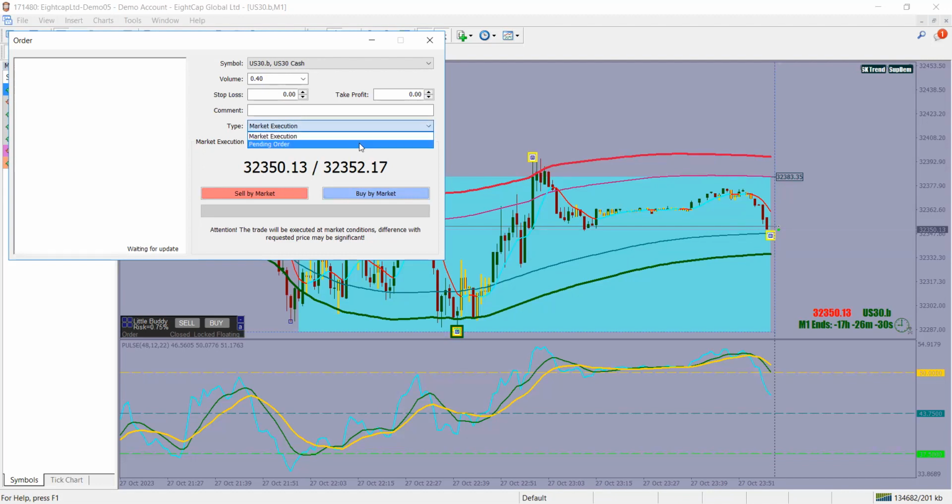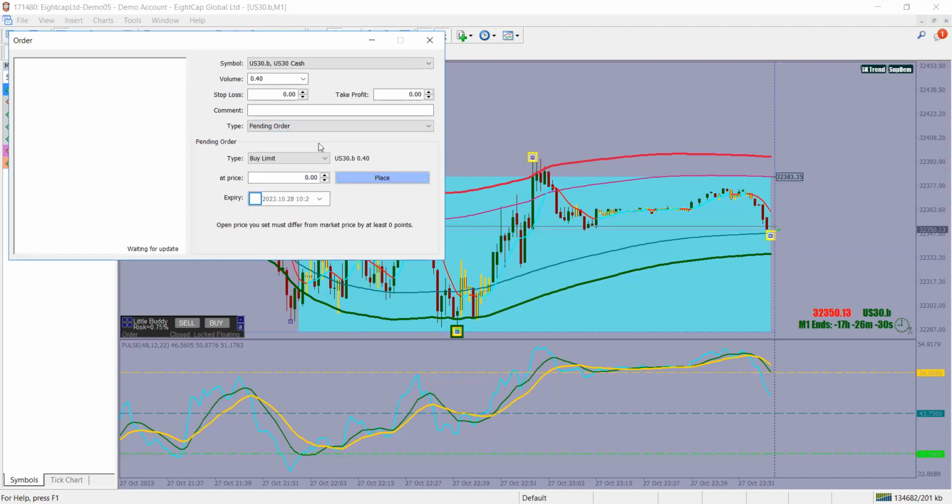But then what we're more focused on is the pending orders. So if you change that to pending order right over here, now you have your pending order type. And then this is when that would come into effect as far as your buy limits, etc.